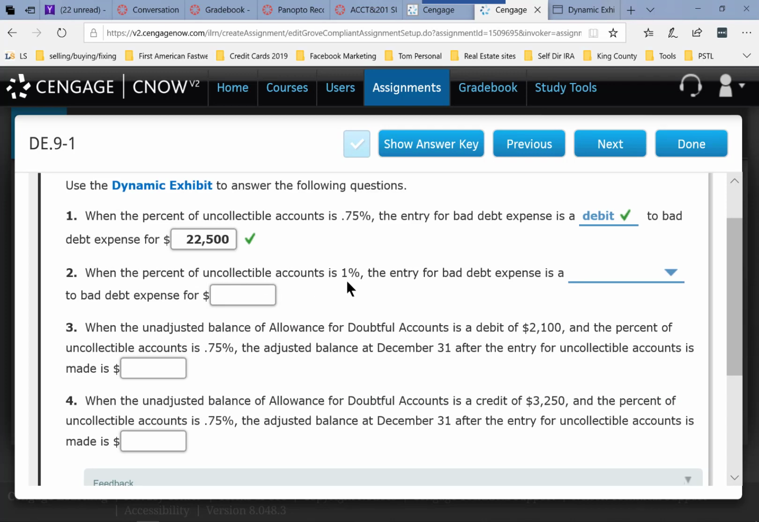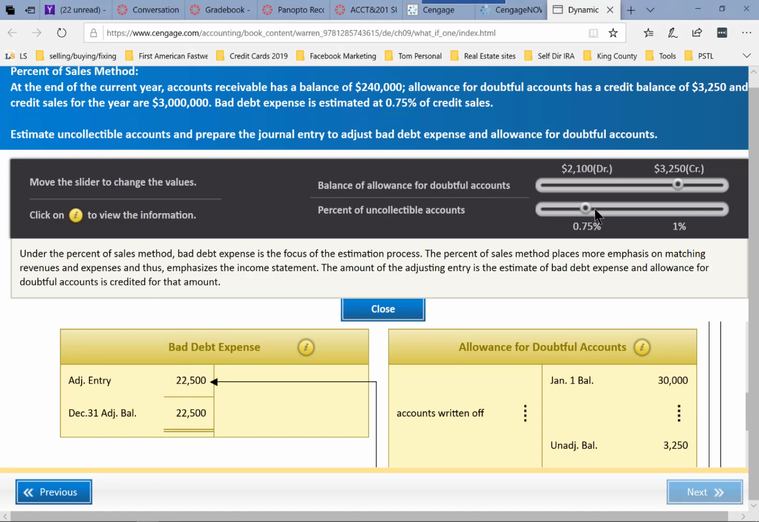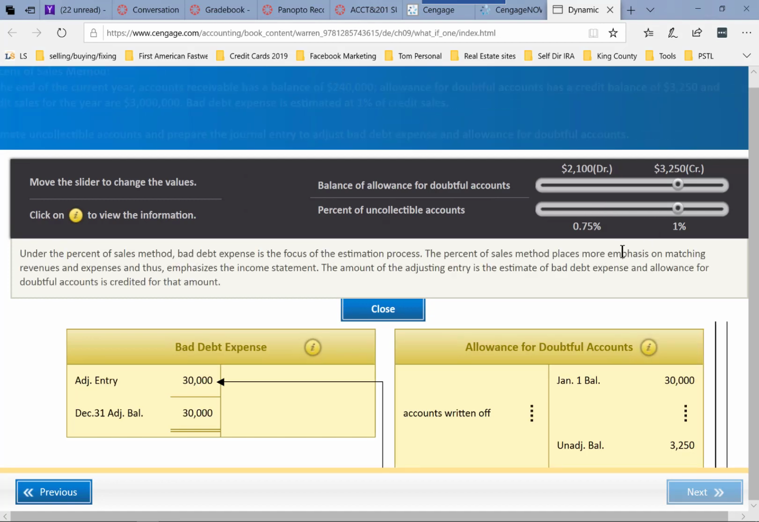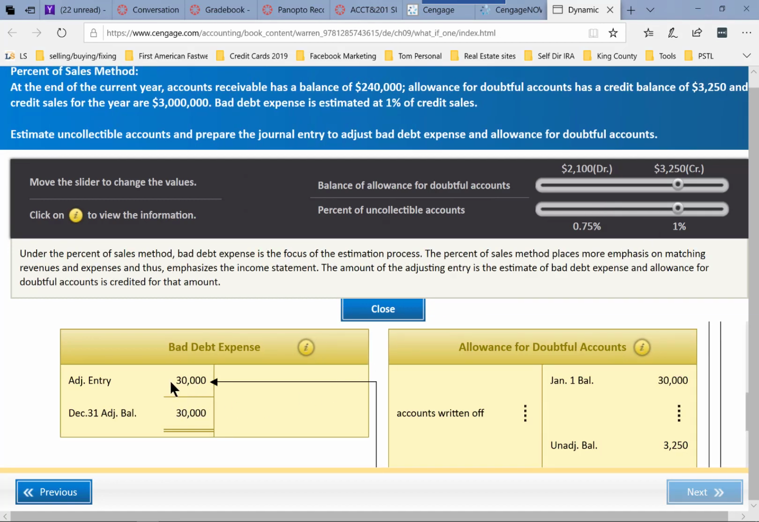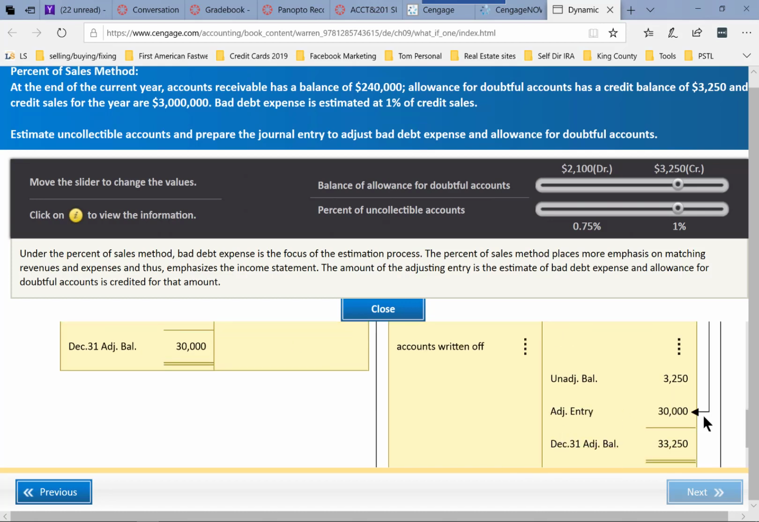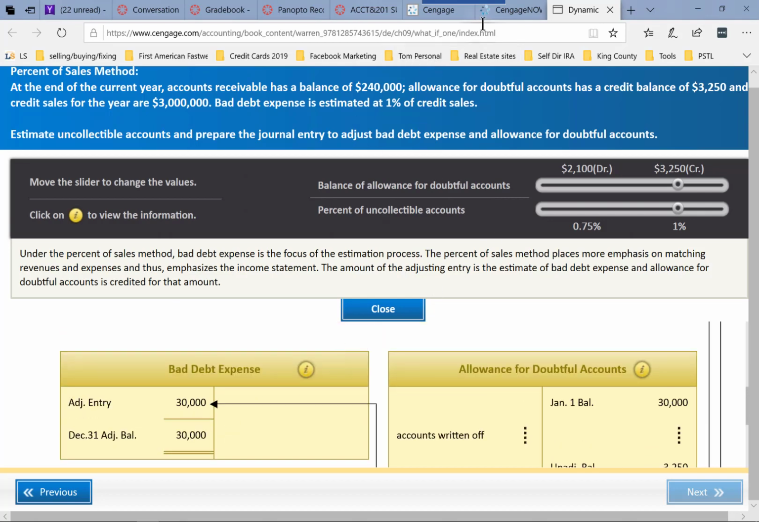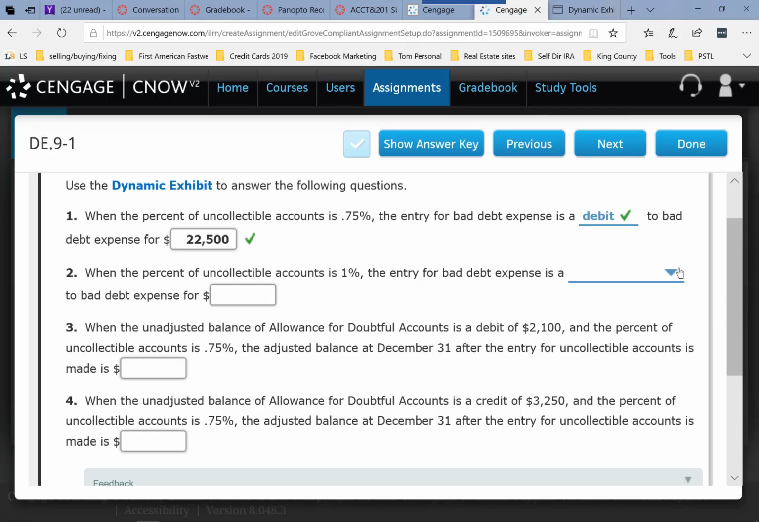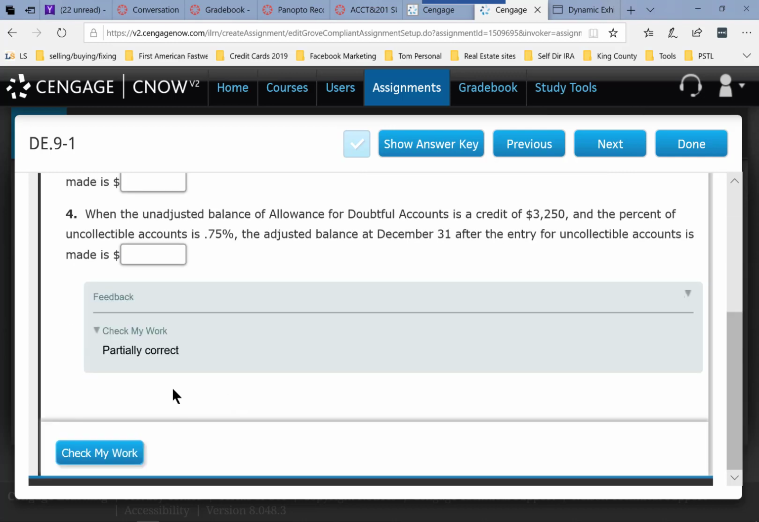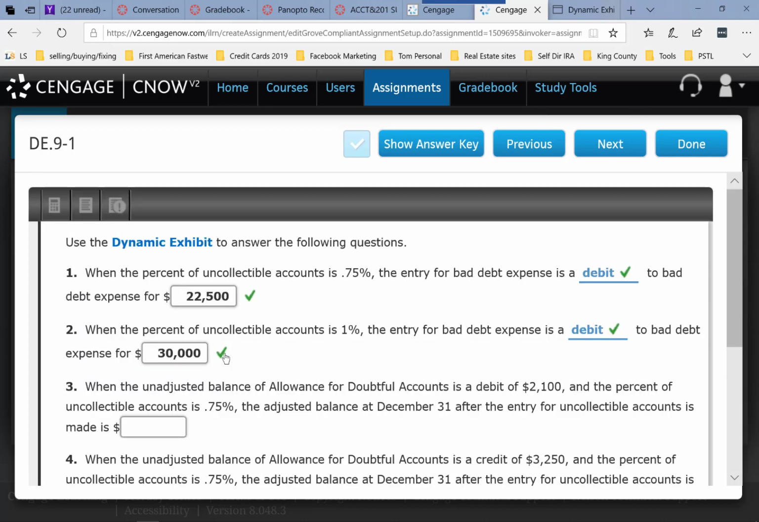When the percent of uncollectible accounts is 1%, the entry for bad debt expense is, let's go back and take a look at our next one. Let's move it to 1%. The debit to bad debts is 30,000, and we credit the allowance. So that's 30,000. Let's come back to our answer here: a debit of 30,000. And we check our work on that. We got that right.